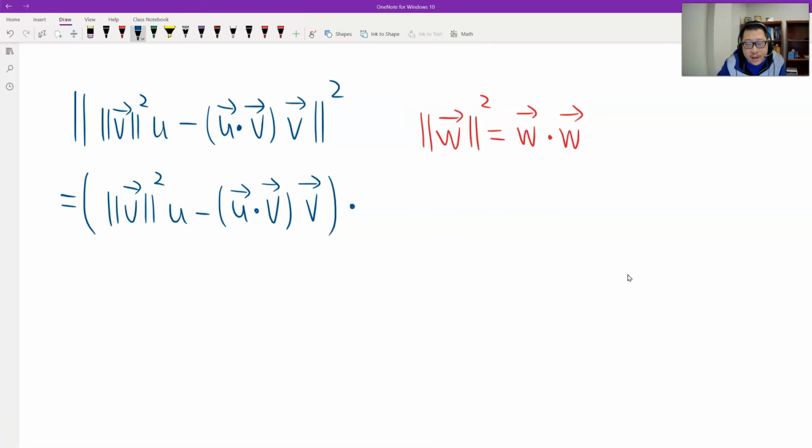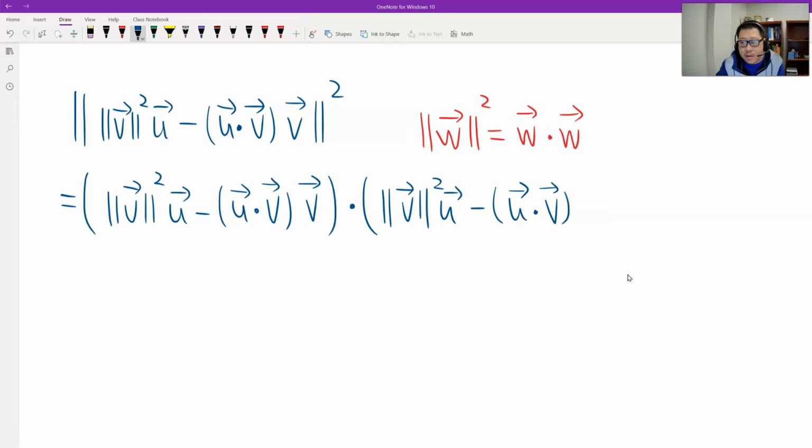Okay, so this is w dot w, times the self, minus u dot v times v. Okay, so and then distribute it. We know the distributive property works for the dot product, and every distribution we should have 4 terms.